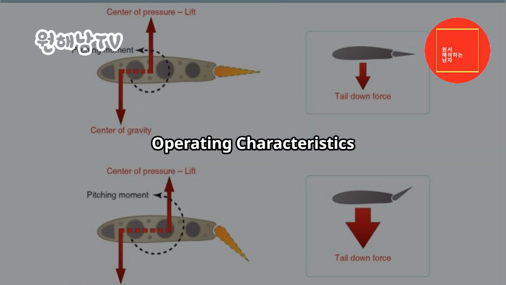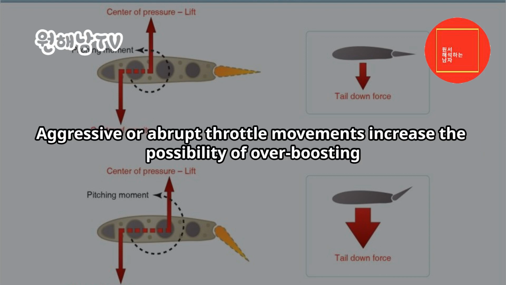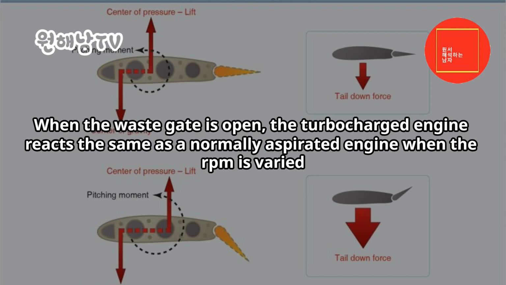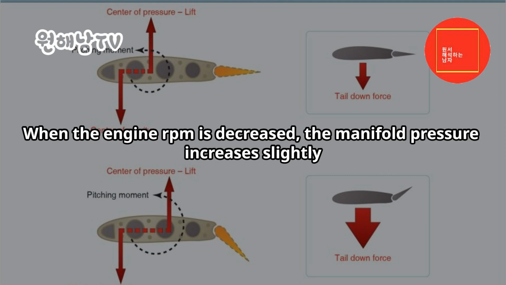Operating characteristics. First and foremost, all movements of the power controls on turbocharged engines should be slow and smooth. Aggressive or abrupt throttle movements increase the possibility of overboosting. Carefully monitor engine indications when making power changes. When the wastegate is open, the turbocharged engine reacts the same as a normally aspirated engine when the RPM is varied. That is, when the RPM is increased, the manifold pressure decreases slightly. When the engine RPM is decreased, the manifold pressure increases slightly.